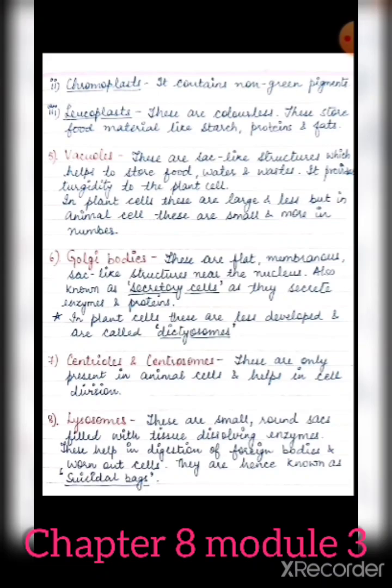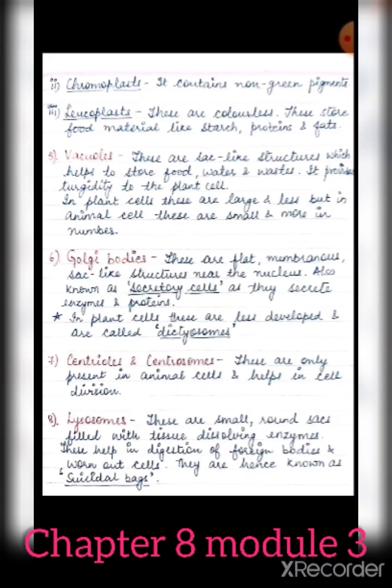So the turgidity of the plant cell is also due to vacuole, because plant cell has a large central vacuole, and it provides turgidity, that is the strength or support to the plant. That means a particular shape to the plant cell.